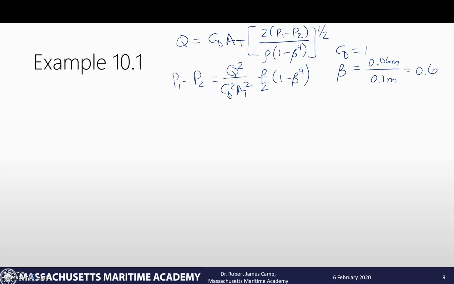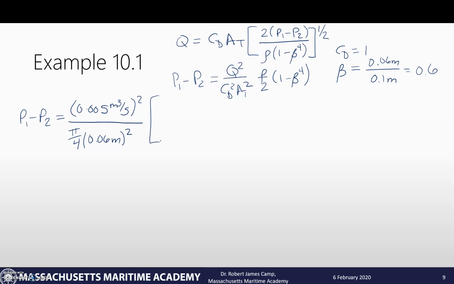Let's plug in our numbers for the first flow rate. So Q squared is 0.005 cubic meters per second, squared. CD is 1, so we'll just drop that out because 1 squared doesn't matter. For area 2, we've got pi over 4, 0.06 meters squared. And then we're going to multiply it by the density of the fluid.